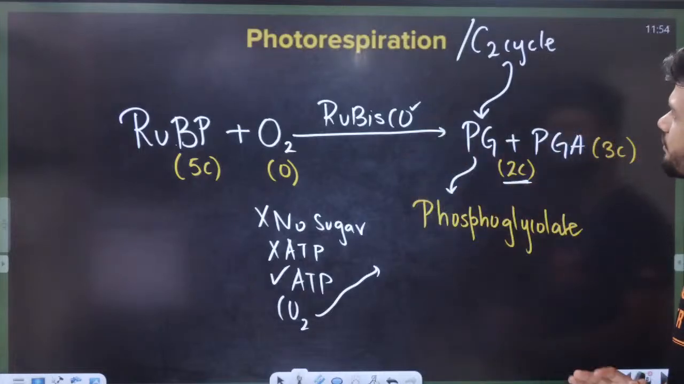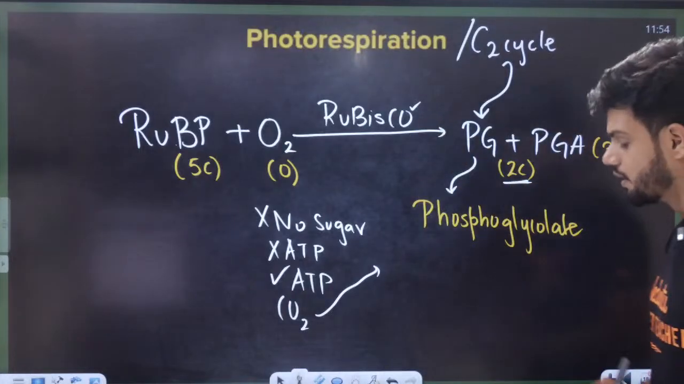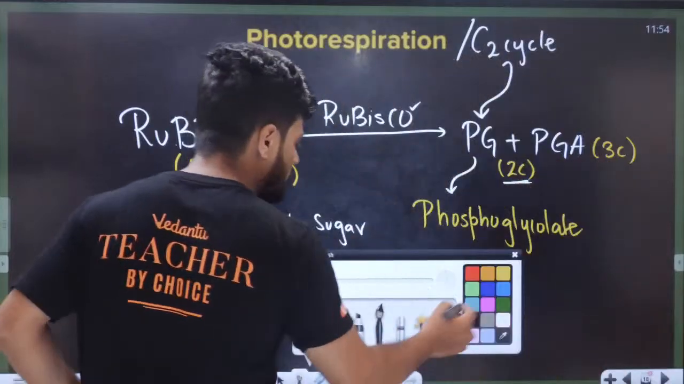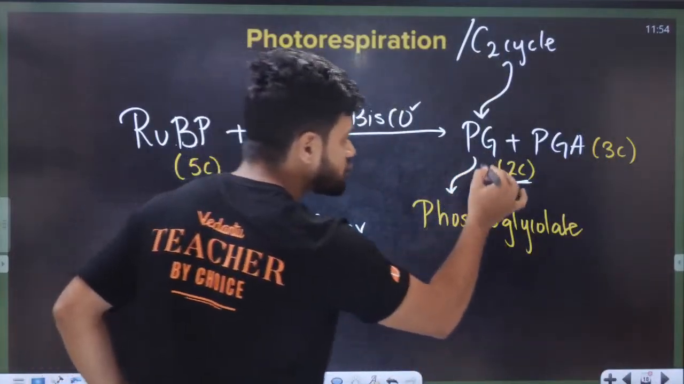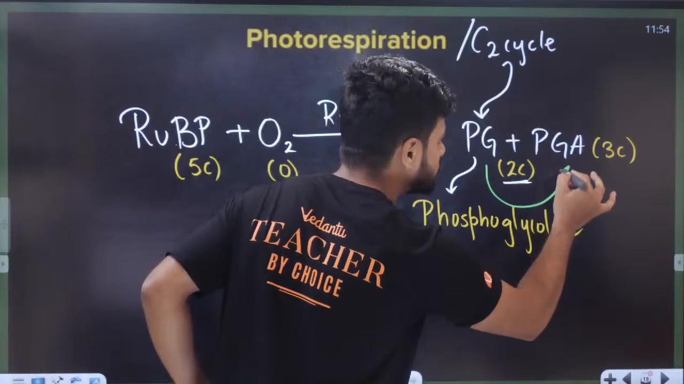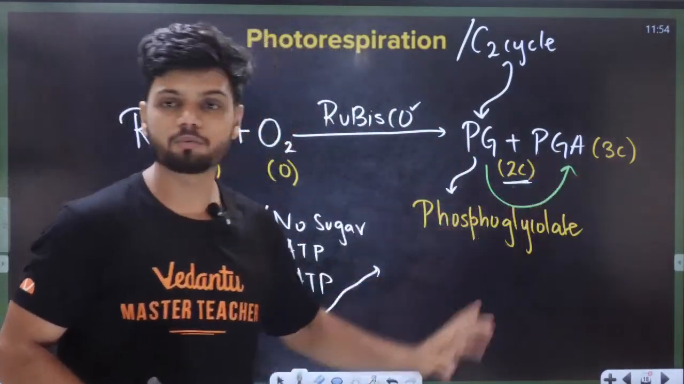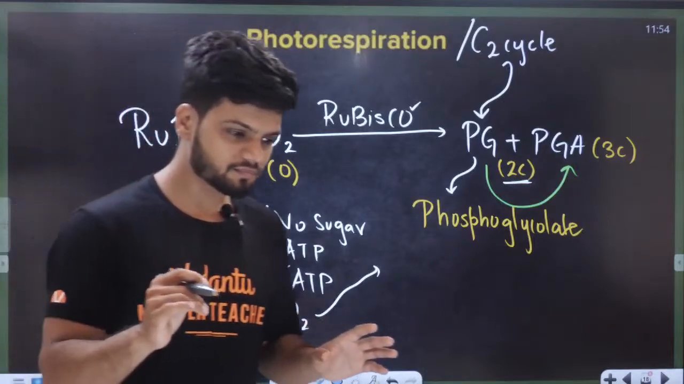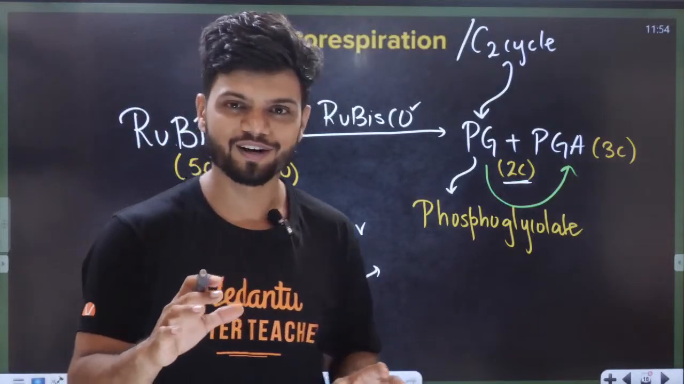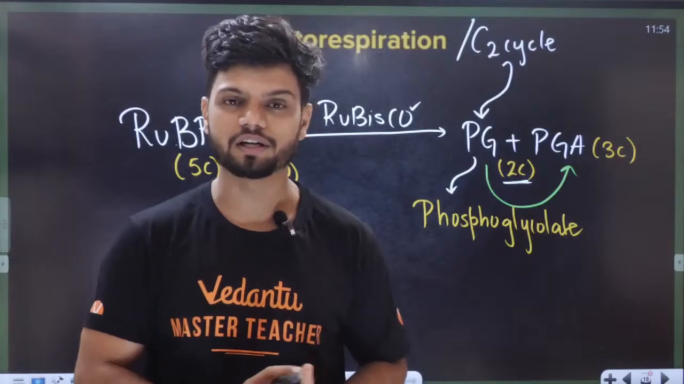Waste body reaction, the C2 cycle. Now, students, understand this. This PG will eventually get converted to PGA. But do you know how? The small extra information I'll tell you today.